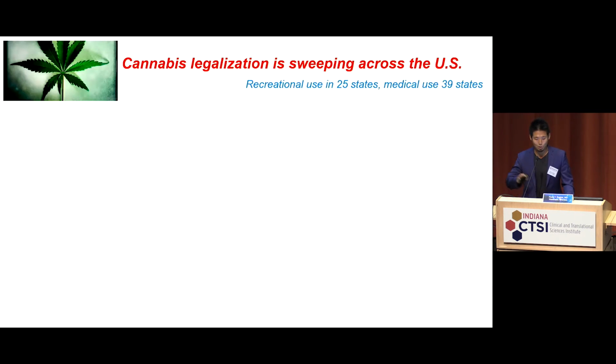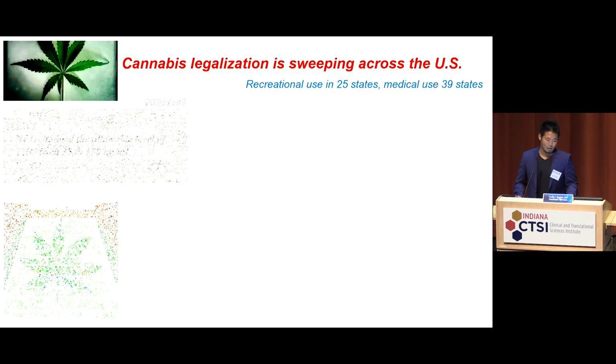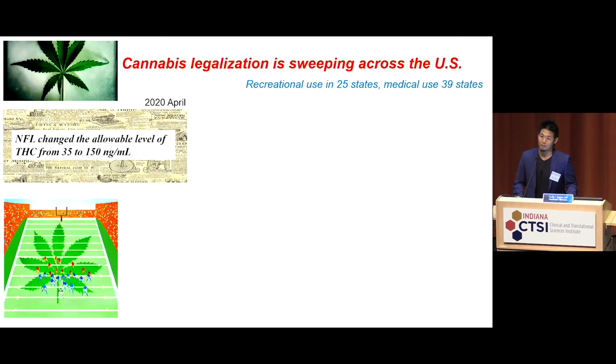As you know, cannabis legalization is spreading across the United States. Recreational use is approved in 25 states. Medical use is 39 states. Indiana is neither. But we noticed in 2020, the NFL, National Football League, changed the allowable level of THC, the psychoactive compound of cannabis, from 35 to 150 nanograms per mL, which is a substantial change. This is to combat opioid use in the NFL. Maybe cannabis might be healthier.